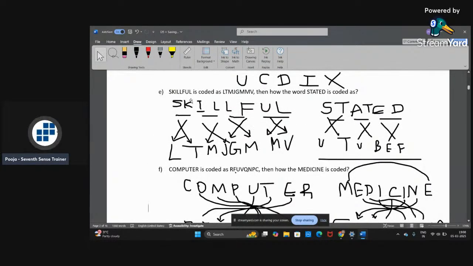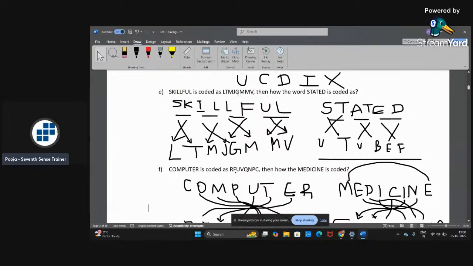Okay. Here the word SKILLFUL is coded as LTMJGMMV. Right? First we have to find the logic. Here in the word SKILLFUL, two letters make a pair. SK, IL is a pair, LF is one pair and UL is another pair. Here what they have done is after S we get T, after K we get L, after I we get J, after L we get M. For L it is M, after F it is M. They're going one letter forward. For U it is V, for L it is M.